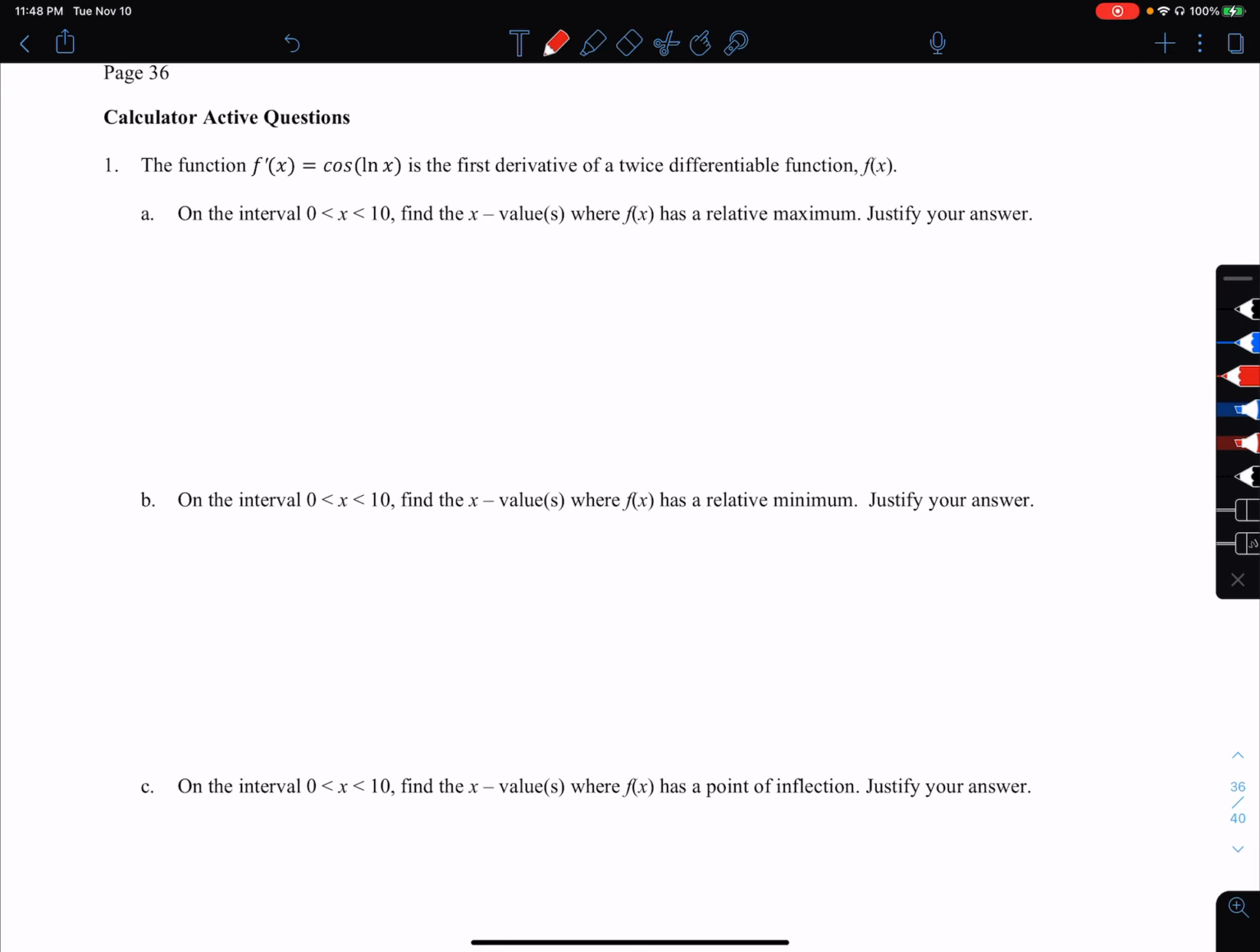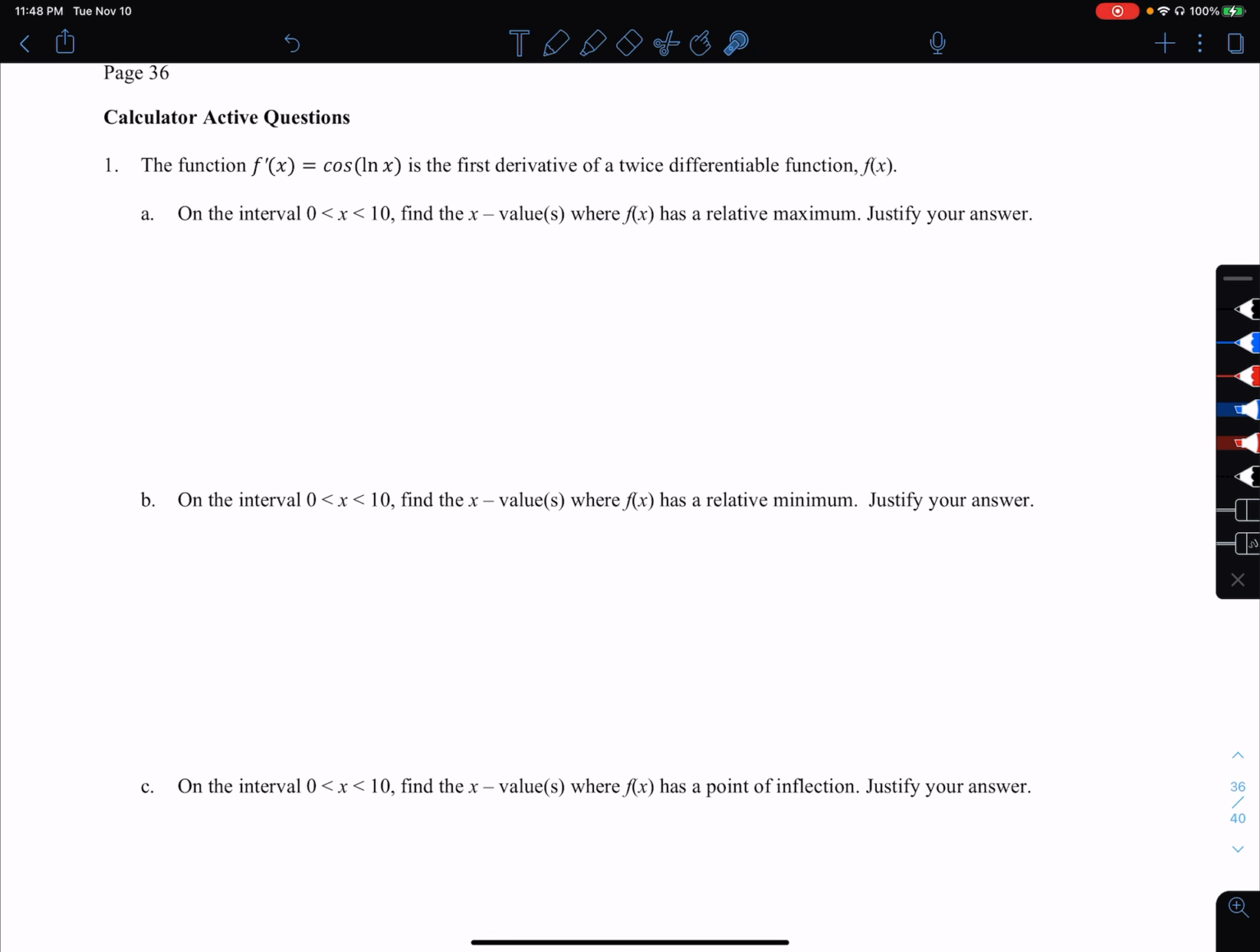This is AP Calculus AB. We're looking at some calculator problems where we're trying to find connections between the original function, first derivative, and second derivative. Number one, the function f prime of x is cosine of natural log of x. It's the first derivative of a twice differentiable function.